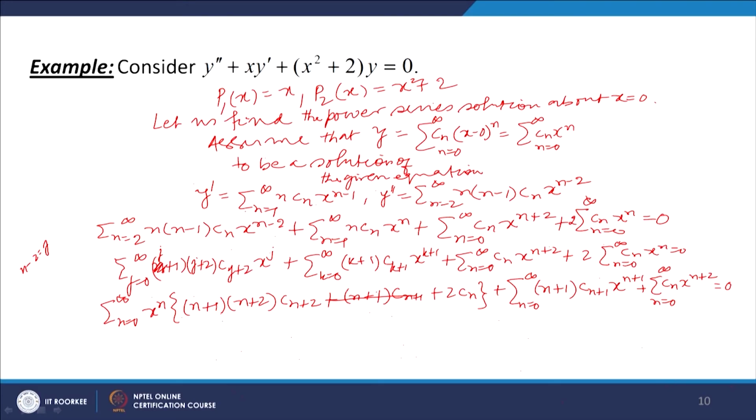So, when we put n equal to 0, putting the coefficient of x to the power 0 to 0, we get, okay, so let us put n equal to 0. So, 1 into 2 C2 plus 2 C naught is equal to 0, and what we get, C2 equal to minus C naught. So, we get the value of C2. Now, x to the power 0 term is not here, here also it is not there. Now, let us put the coefficient of x equal to 0.